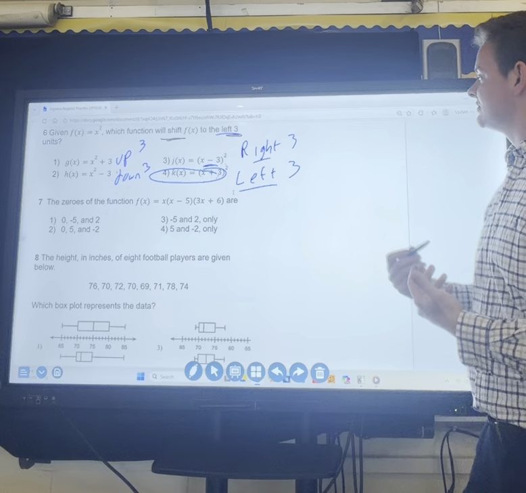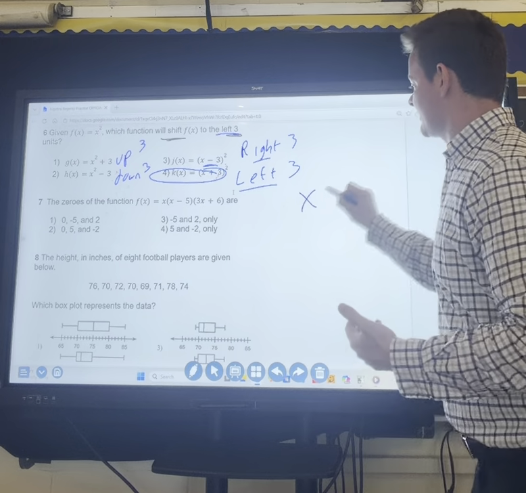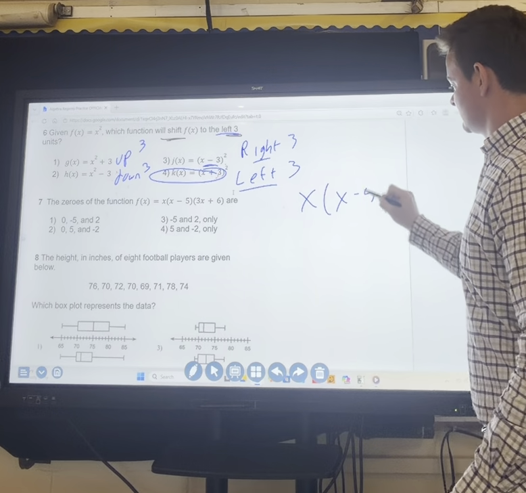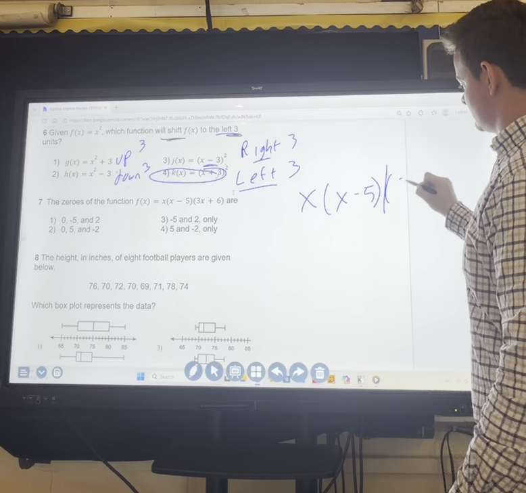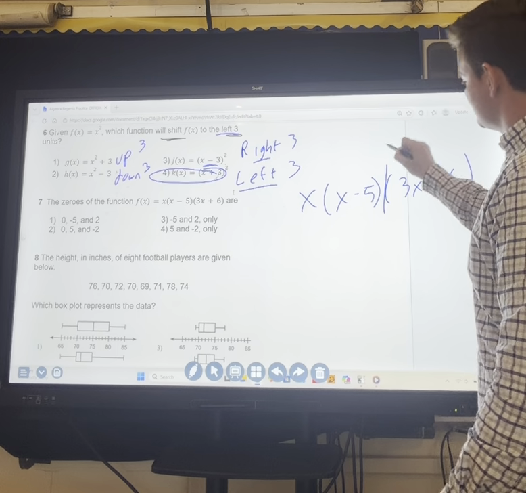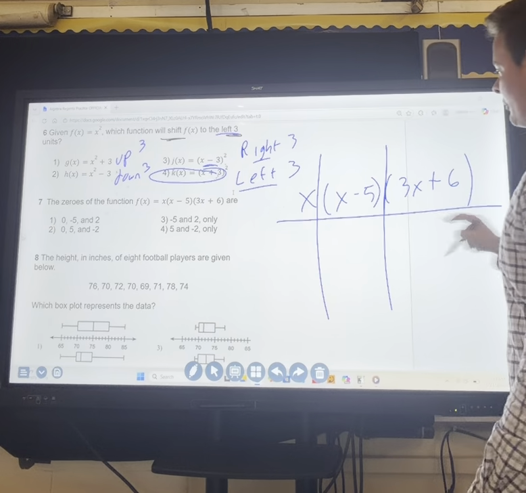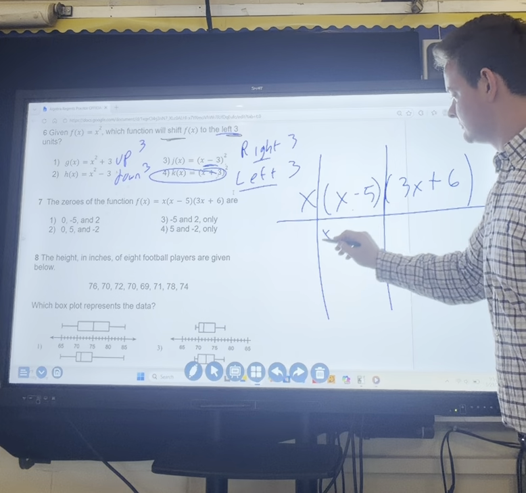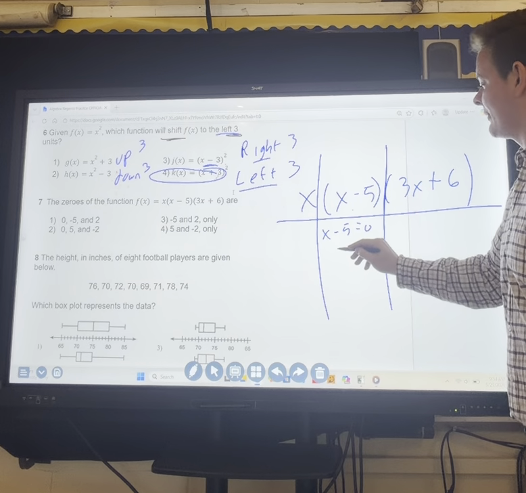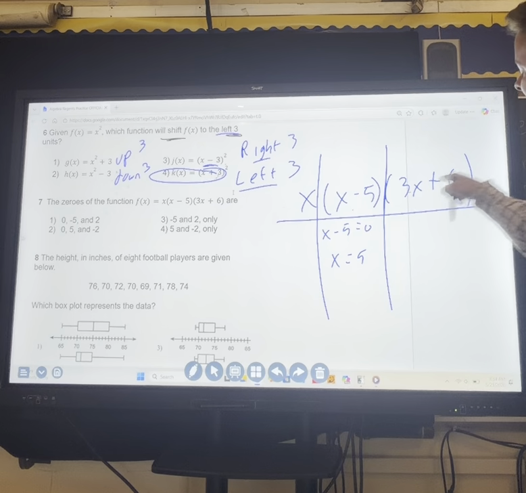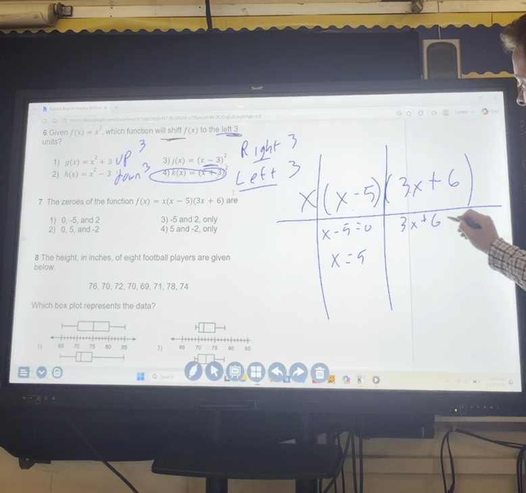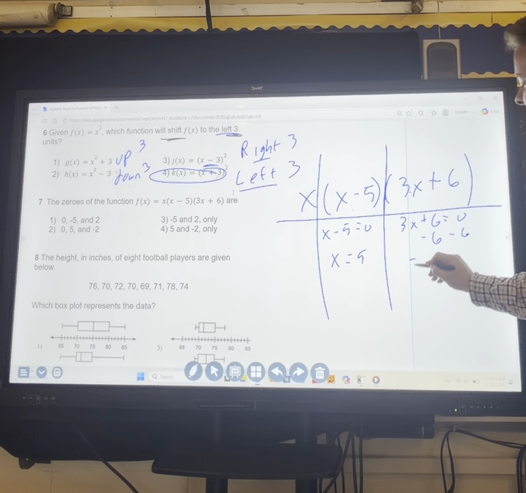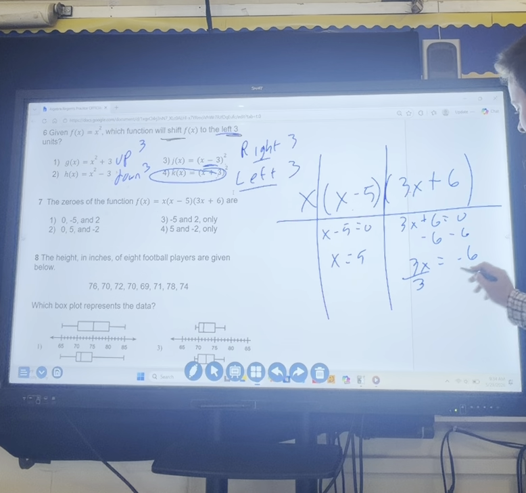Number 7, I want the zeros of this. So I'm going to write it out over here. And I need to find when each of these equals 0. When does x -5 equal 0? I could do this math. I know it's just 5. When does 3x + 6 equal 0? I can do this math. -6, -6. 3x equals -6. Divide by 3, divide by 3. X equals -2.